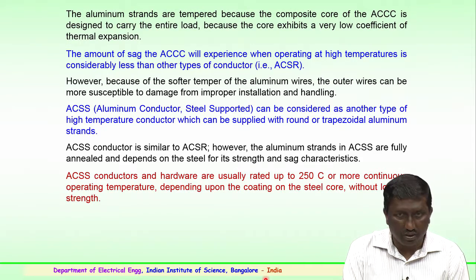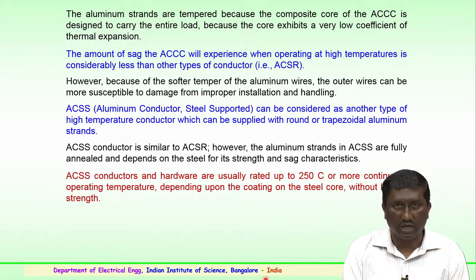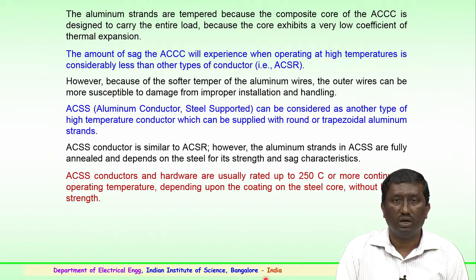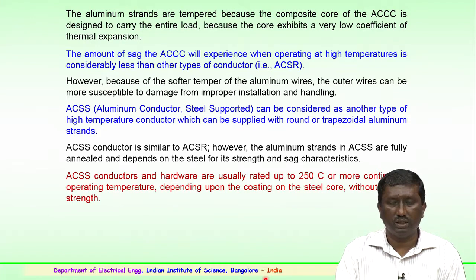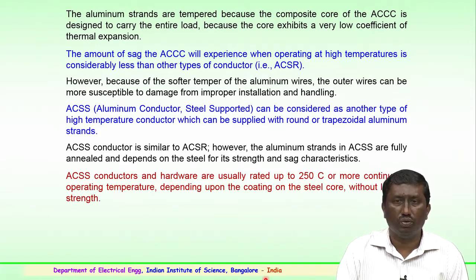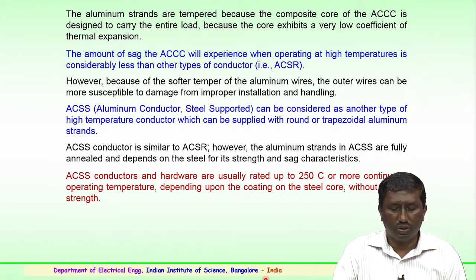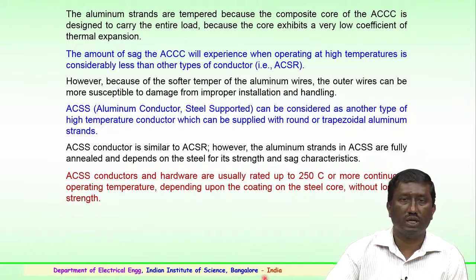And the high temperature conductors, that is ACSS conductors, and the necessary hardware used for the conductors, are usually rated up to 250 degrees centigrade. The hardware could be a yoke plate, clamps, mid span compression joint, repair sleeve or T connectors. So, several of this hardware associated with the high temperature conductors should also be rated to 250 degrees or more for continuous operation. This depends upon the coating on the steel core without much loss of mechanical strength.